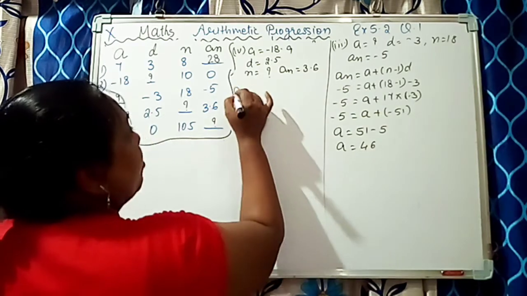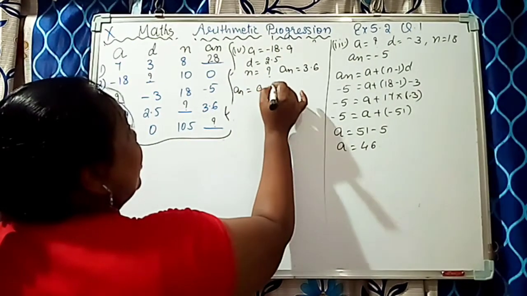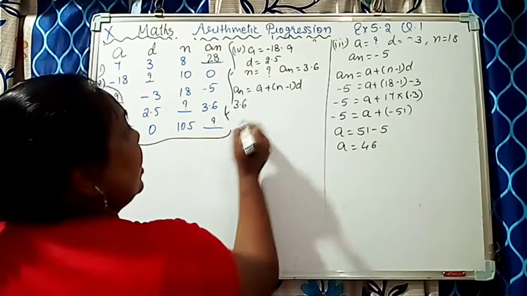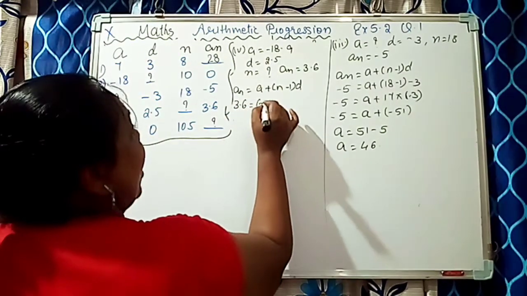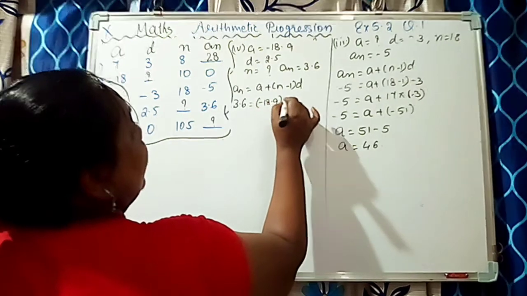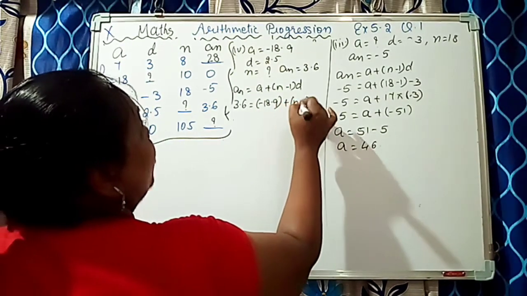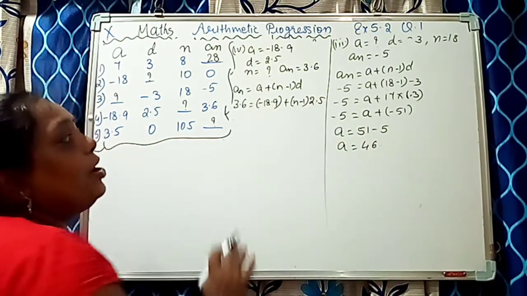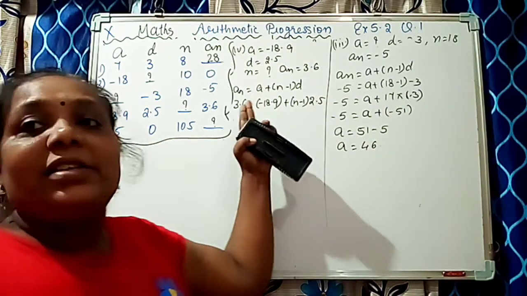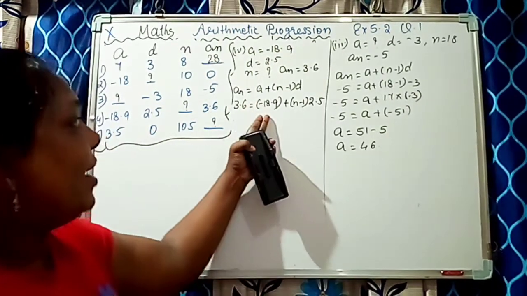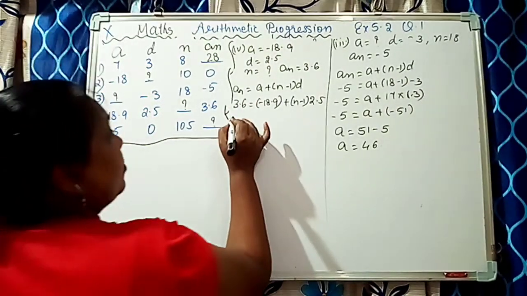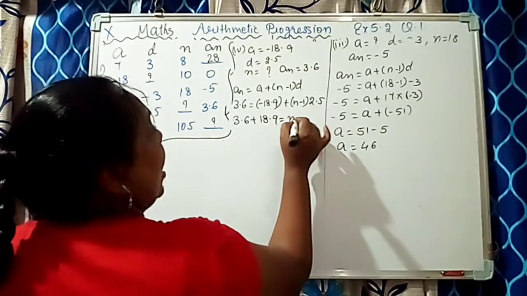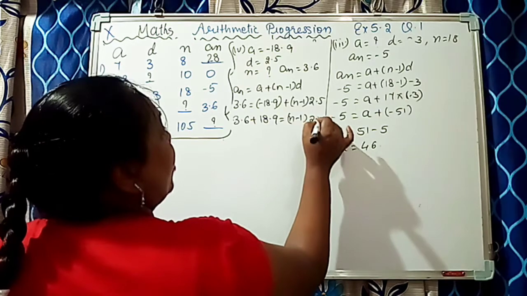As we know the formula, AN is equal to A plus (N minus 1) D. So what is our AN? 3.6 is equal to A, which is minus 18.9, plus (N minus 1), where N we don't know, and D is 2.5. Okay, so what we will do, we will just convert these things to here. So minus will go to plus. 3.6 plus 18.9 is equal to (N minus 1) 2.5.